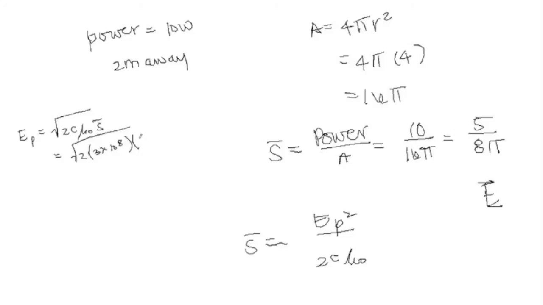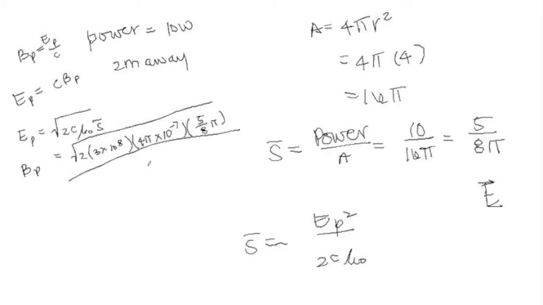and this was, and then we know E_P equals CB. So that means B_P equals E_P over C. So that means B_P is going to equal this whole thing divided by 3 times 8.